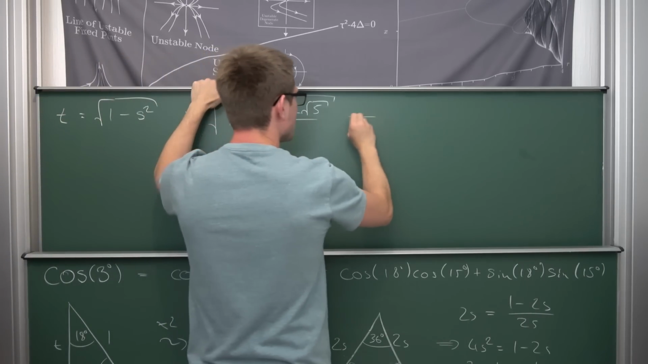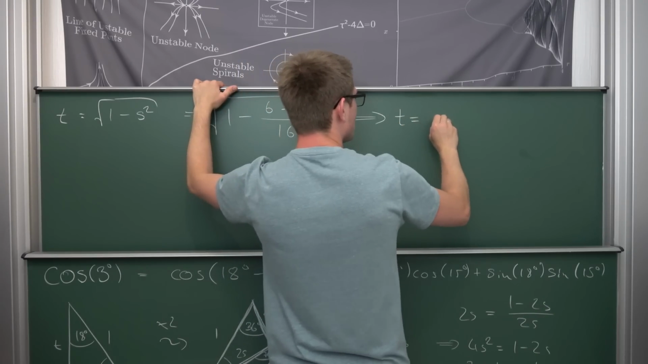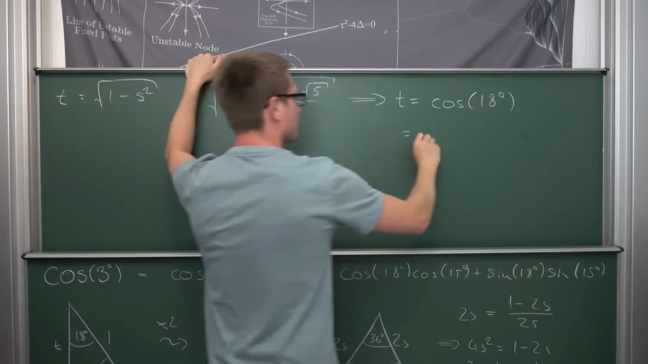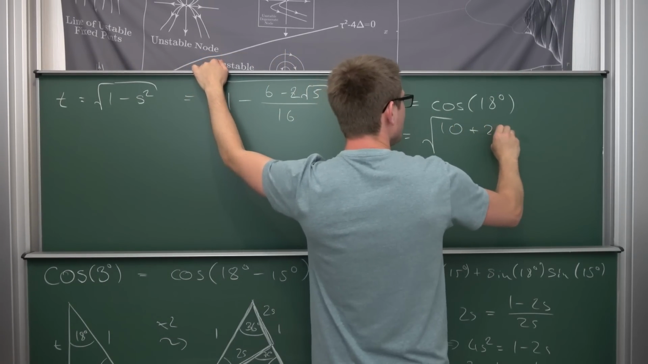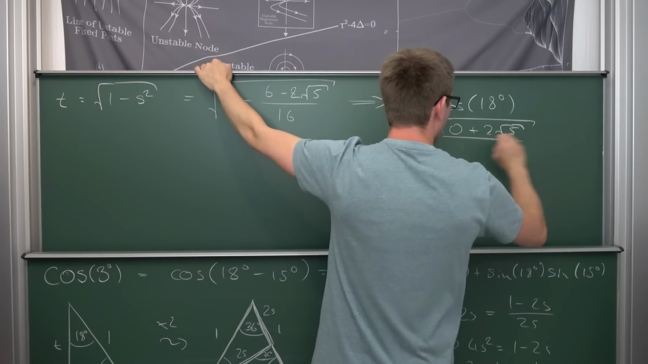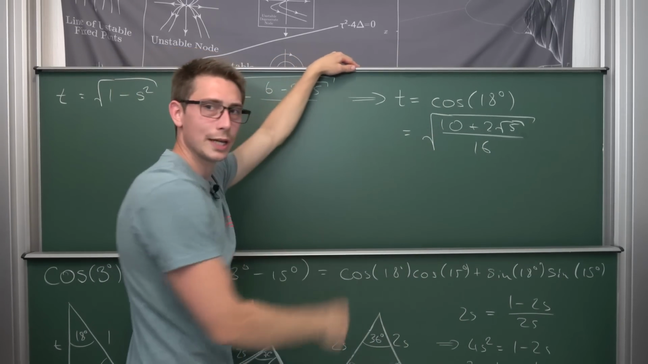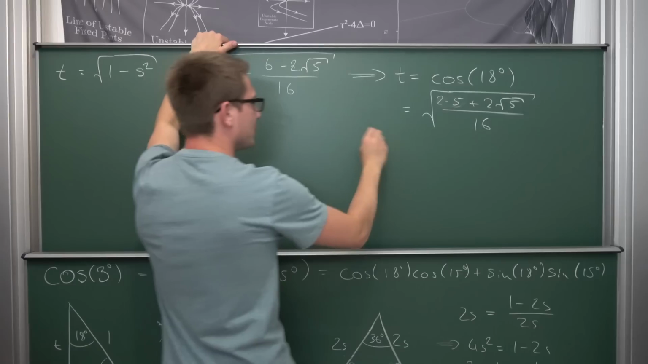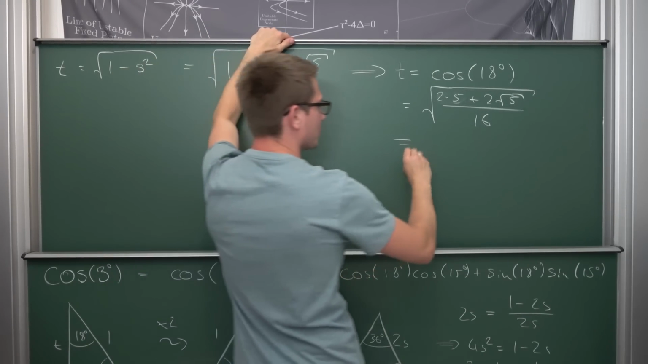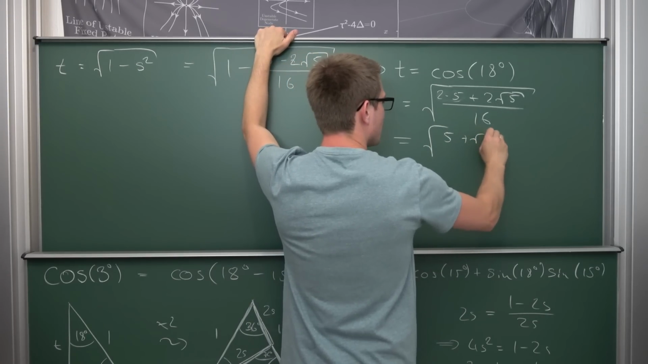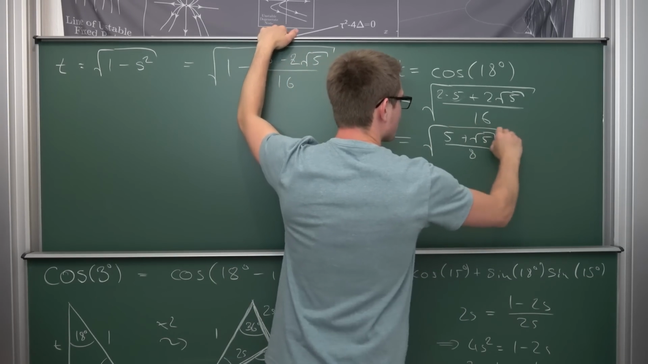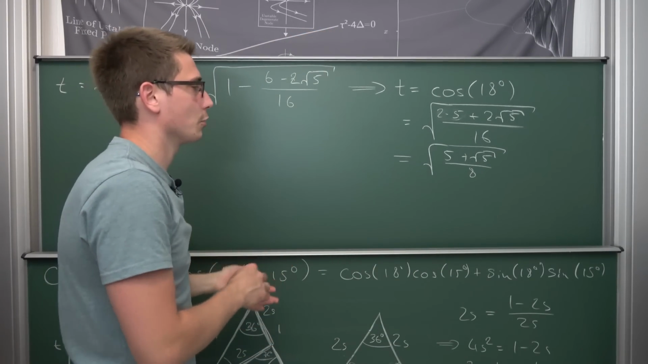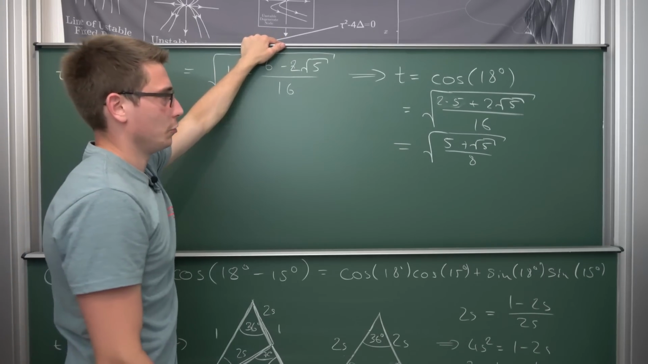Negative and negative becomes positive, meaning overall that our t, which is nothing other than the cosine of 18 degrees, is going to be equal to the square root of 10 plus 2 times the square root of 5 over 16. Both numerator and denominator share a factor of 2 because 10 is 2 times 5, giving us overall that the value of the cosine of 18 degrees is the square root of 5 plus square root of 5 over 8. You can still factor stuff out, so down here in the denominator we get something like 2 times the square root of 2, but really this doesn't matter at all for our exact value.